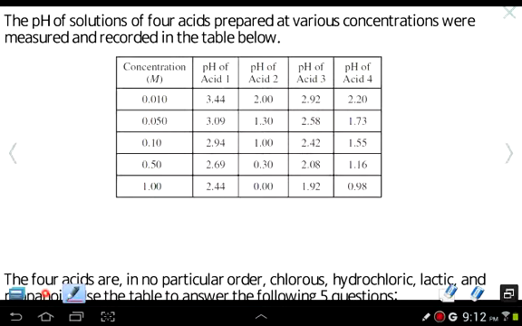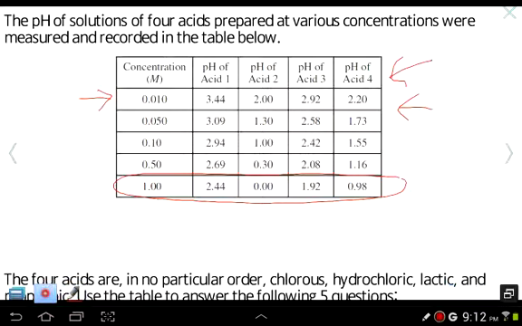So this one, actually, this graph we'll use for the next 5 questions, so we'll keep referring back to it. Here it says the pH of 4 acids prepared at various concentrations were measured and recorded in the table below. So notice that all the acid concentrations are listed here, and we can see the pHs. And this down here will essentially be one of the most important pieces for us to look at. Here it says that the 4 acids are in no particular order: chlorous, hydrochloric, galactic, and propanoic.